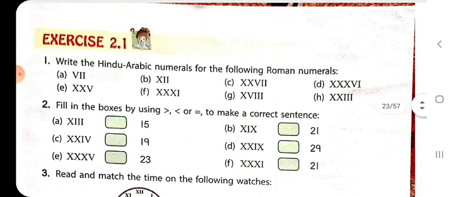So here the first exercise, that is 2.1. The first question is, write the Hindu Arabic numerals for the following Roman numerals. All the symbols are already given, and these symbols are called Roman numerals. So we have to write these Roman numerals into Hindu Arabic numerals. Let's begin with our first one.